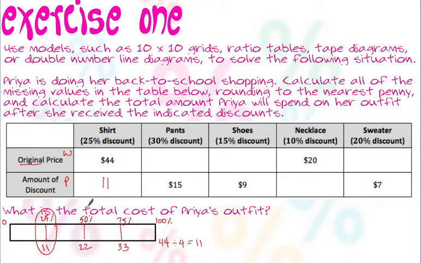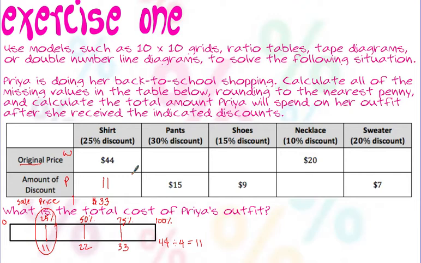So what this tells me is, and we might want to add a little box down here, and we could say for sale price. So now the sale price would be that 44 minus 11, so that shirt is going to cost Priya $33.